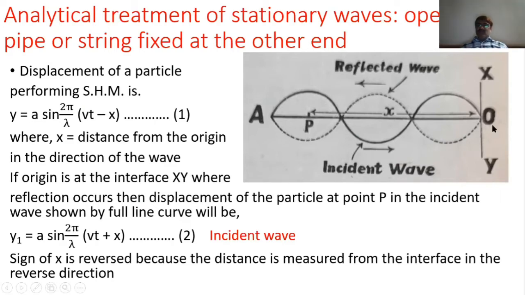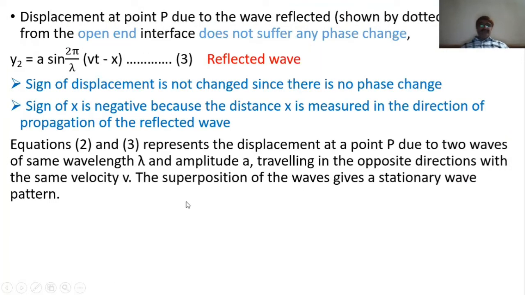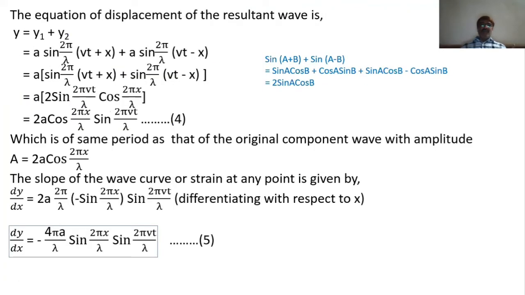So these two waves, having the same period, frequency and amplitude, traveling in the opposite direction, give rise to a stationary wave pattern, as shown in this figure. Important is the superposition of these two waves, that means we have to add. So the displacement due to superposition will be simply equation 2 plus equation 3. That means y equal to y1 plus y2 is the displacement of the resultant wave.